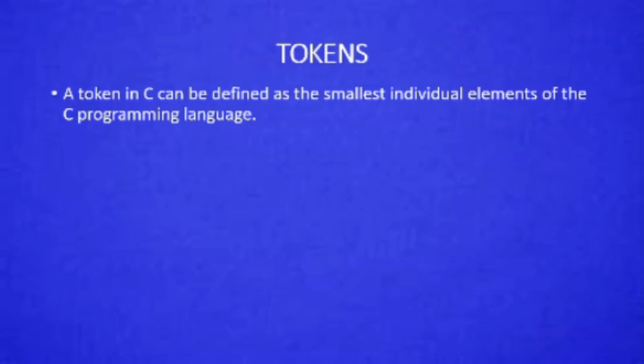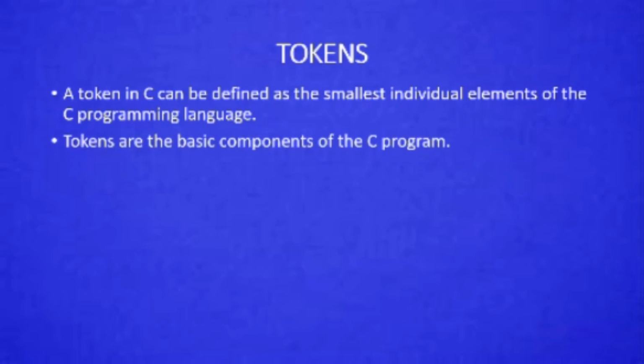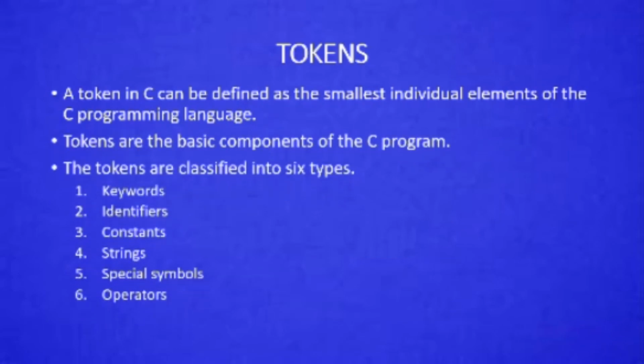A token in C can be defined as the smallest individual element of a C programming language. Tokens are the basic components of the C language. The tokens are classified into 6 types: keywords, identifiers, constants, strings, special symbols, and operators. Now let us see keywords.